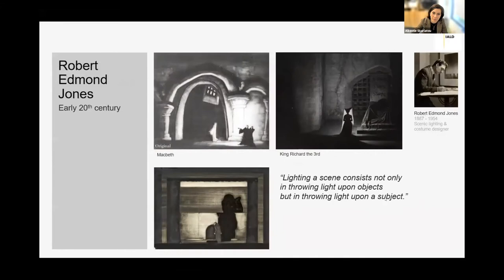And Robert Edmund Jones. I think those three people go together because they were in the same era and they modernized theater in their country. Robert Edmund Jones is an American scenic, lighting and costume designer who lived around that period and had similar influences. For me, the most famous thing he said is that lighting a scene consists not only in throwing light upon objects, but in throwing light upon a subject.